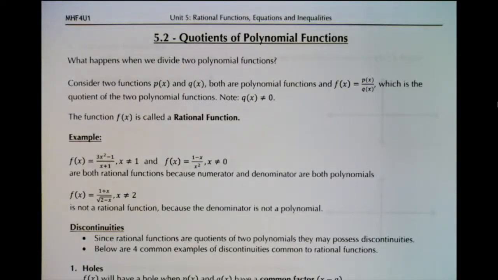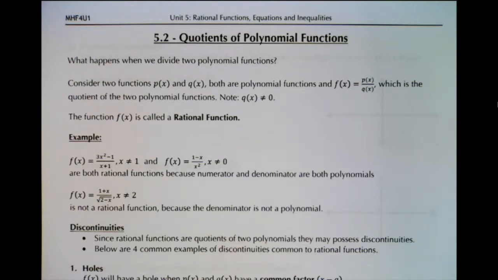All right, this is lesson 5.2 and it's quotients of polynomial functions. Up until this point, we've been looking at reciprocal functions, which take an original polynomial and look at what the graph of the reciprocal might look like. So that's 1 over, say, equation of a line or equation of a parabola. Those are the two most common ones that we've looked at so far.